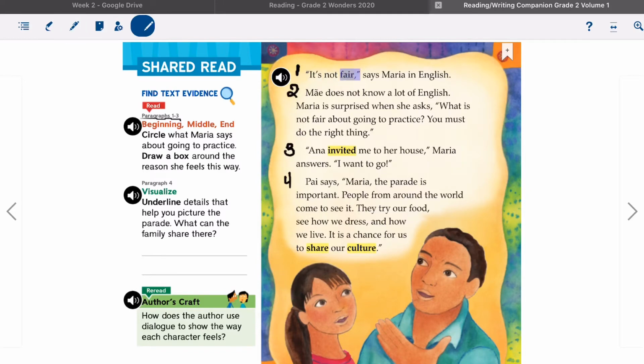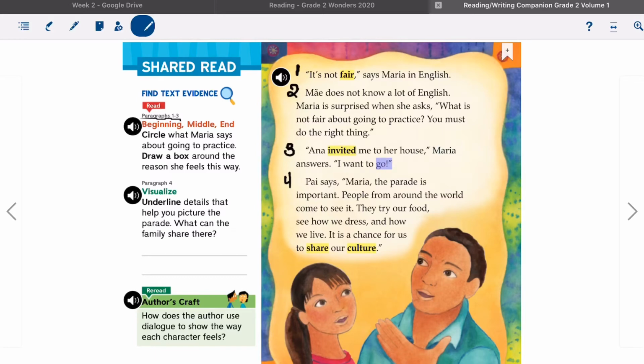It's not fair, says Maria in English. Mai does not know a lot of English. Maria is surprised when she asks, what is not fair about going to practice? You must do the right thing. Anna invited me to her house, Maria answers.